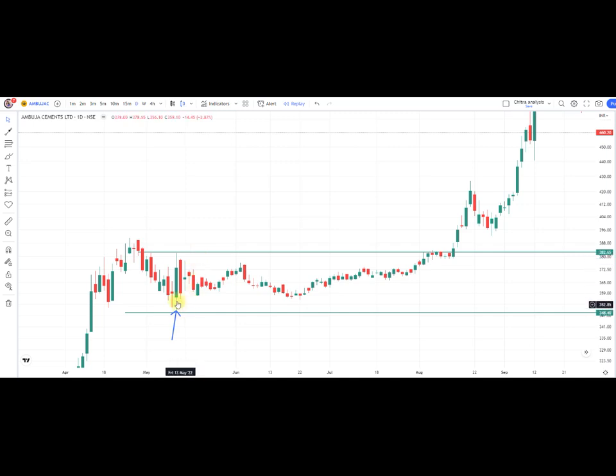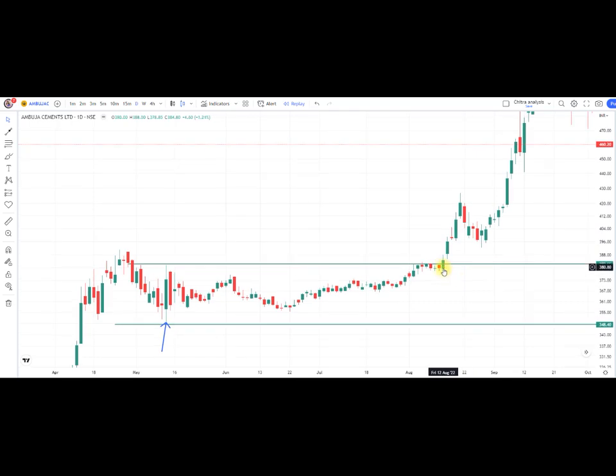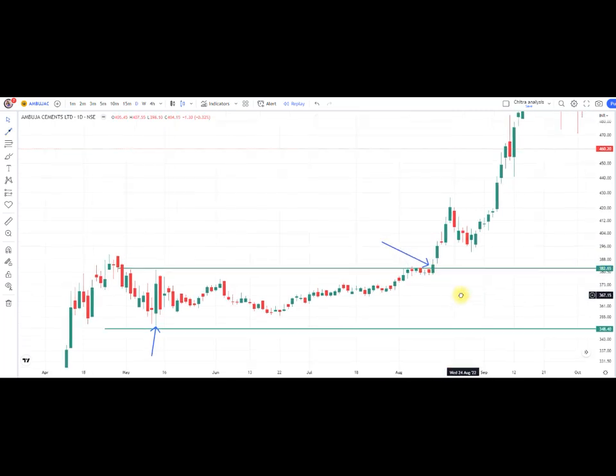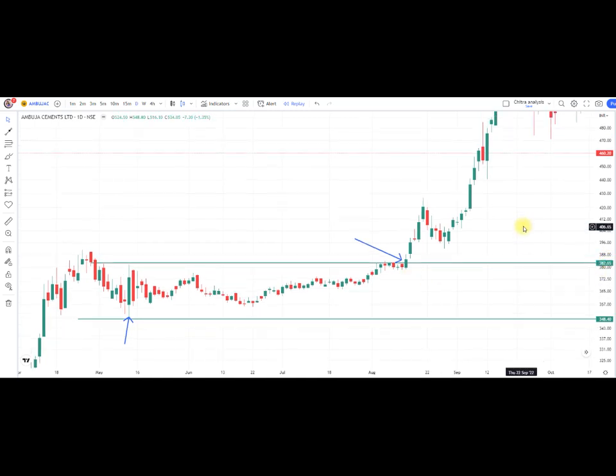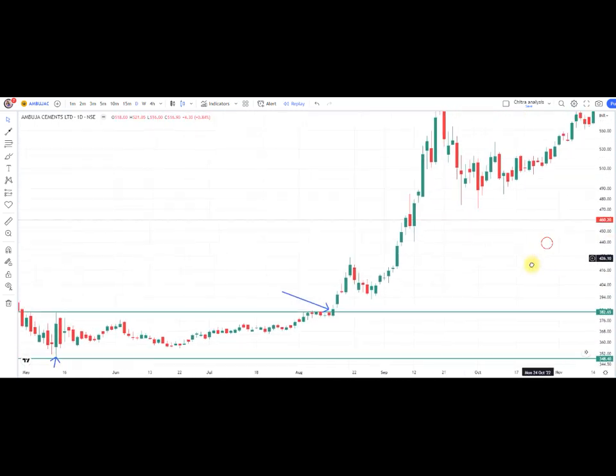We got this pattern in May, and for approximately 3 months the inside bar pattern was there. So for 3 months the price was in the consolidation phase, and we got the breakout in this green candle. On this green candle we got the breakout to enter into the long trade. When we enter into the long trade, the stop loss again is the low of the mother bar. Once we entered the trade, we got a very nice up move.